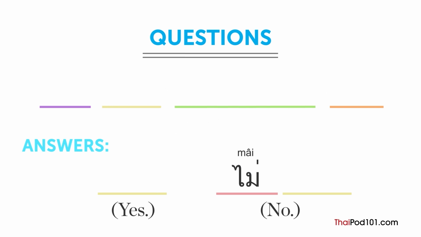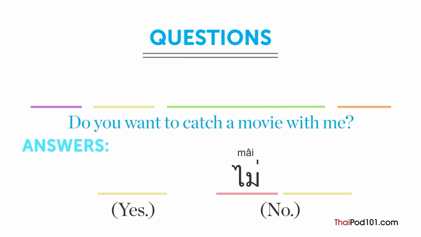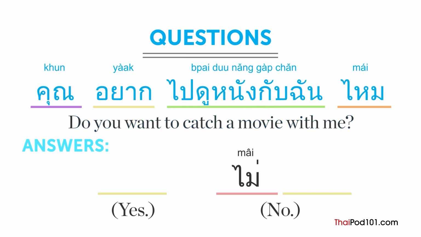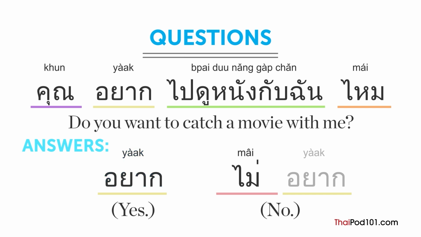How about if I want to ask, do you want to catch a movie with me? The question will be คุณอยากไปดูหนังกับฉันไหม. If you do, you will say อยาก, or want. But if you don't, then say ไม่อยาก, or don't want.